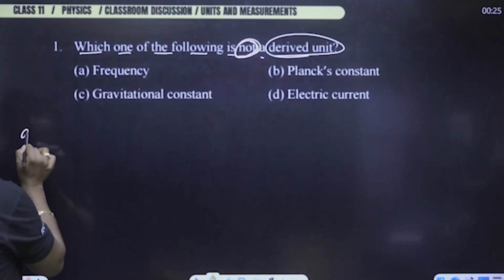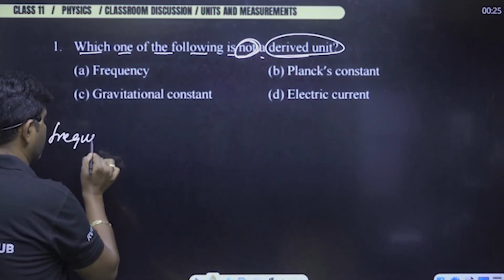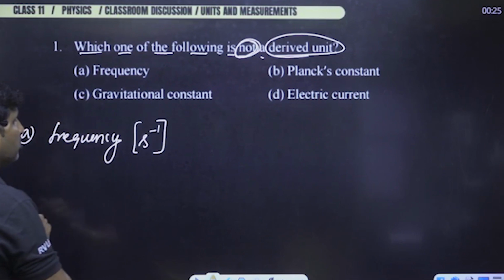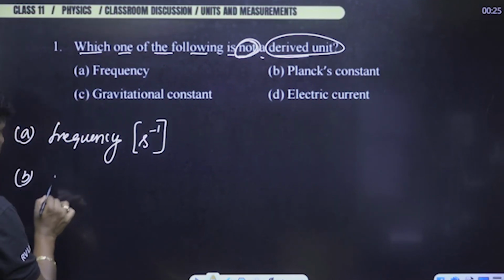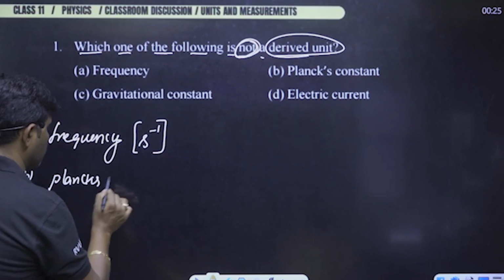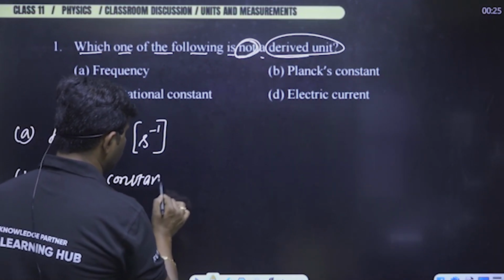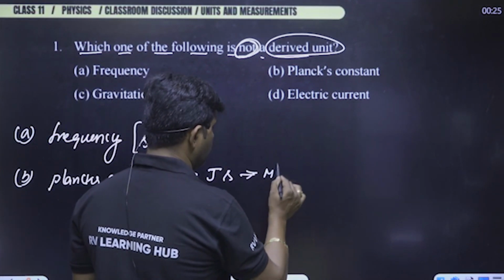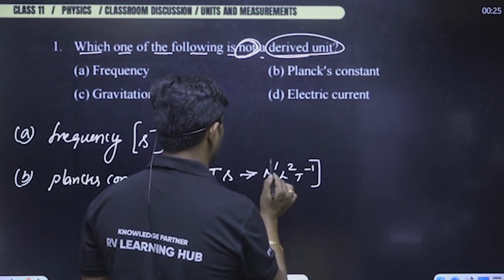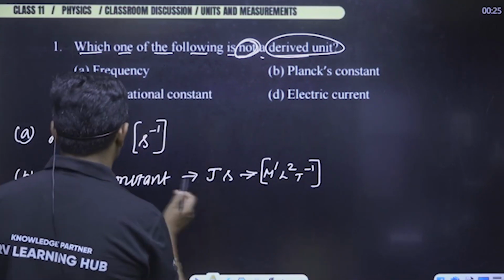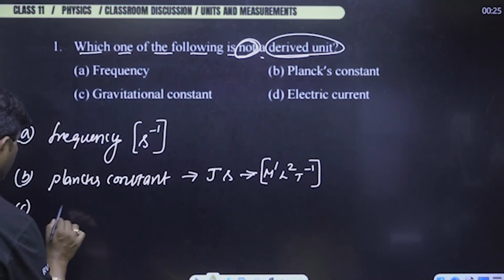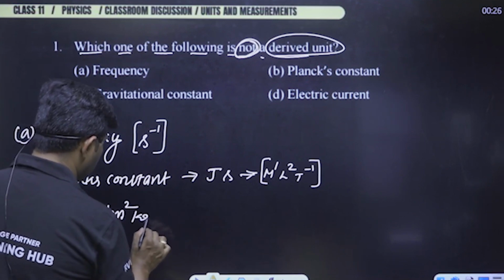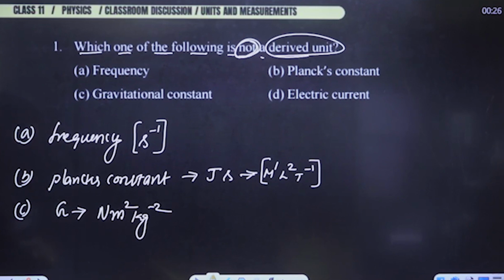Let us see the first one, frequency. Frequency is measured in per second. Option B is Planck's constant. Planck's constant has the unit joule second, and the dimensional formula is M power 1, L power 2, T power minus 1. The gravitational constant has the unit newton meter square per kilogram square.